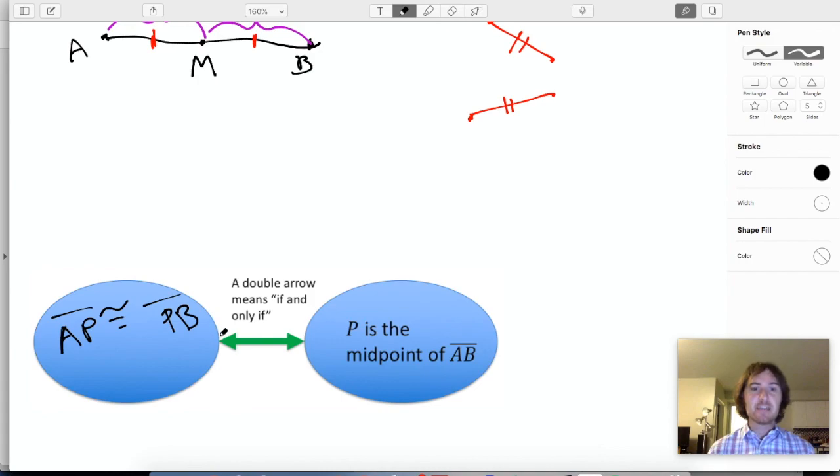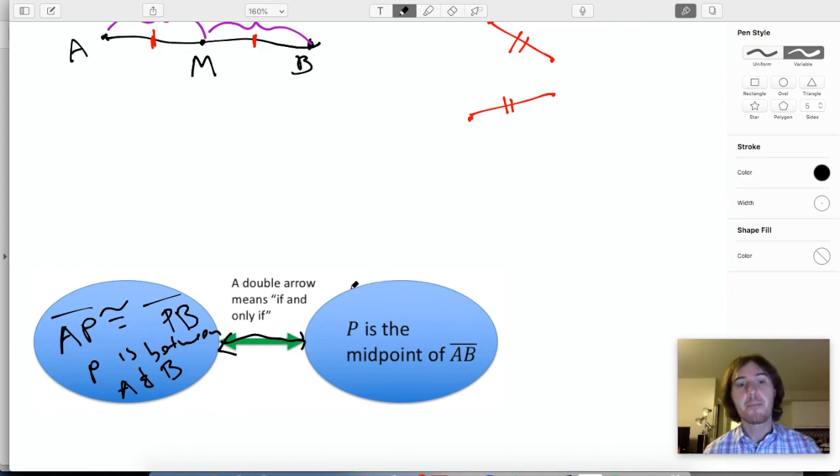Again, this is an if and only if statement. Segment AP is congruent to segment PB if and only if P is the midpoint of segment AB. I should also say that P is between A and B, because it's not like a V shape. I'm getting a little ahead of myself. If we knew that segment AP is congruent to segment PB, and we knew that P was between A and B, that'd be enough to establish that P has got to be the midpoint.